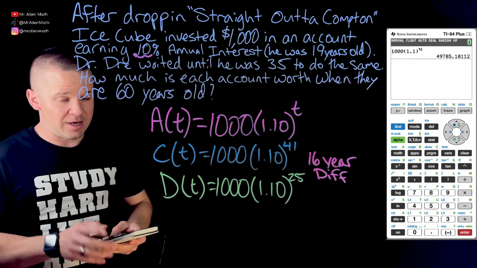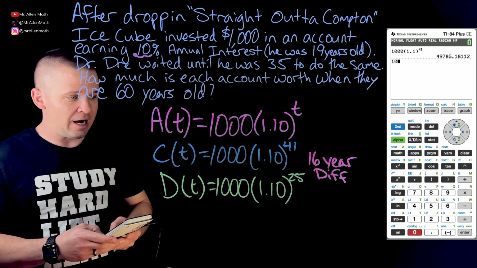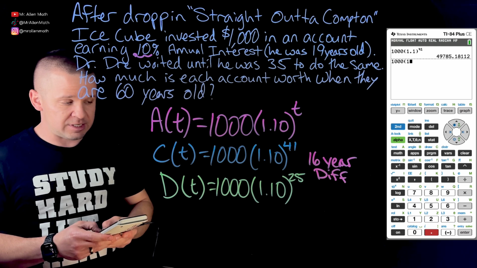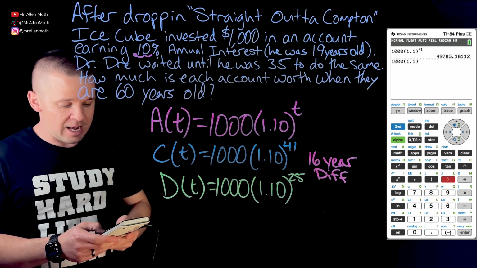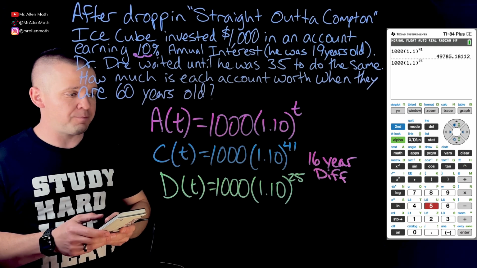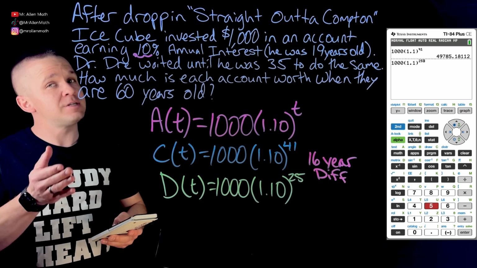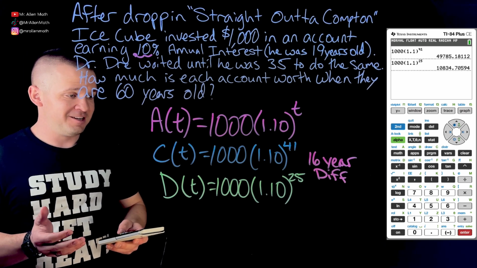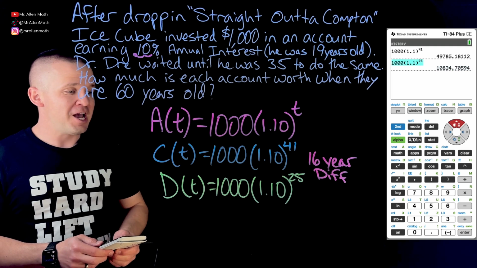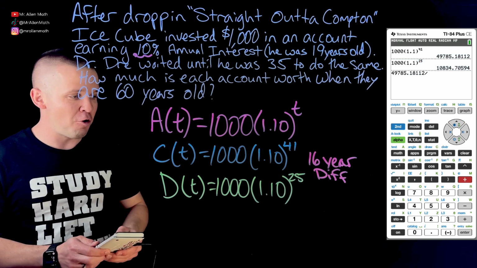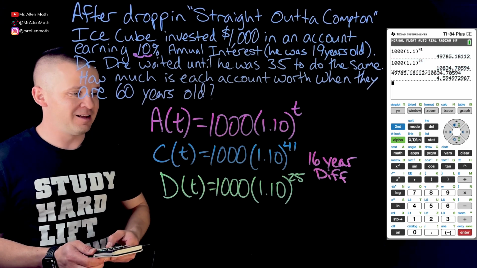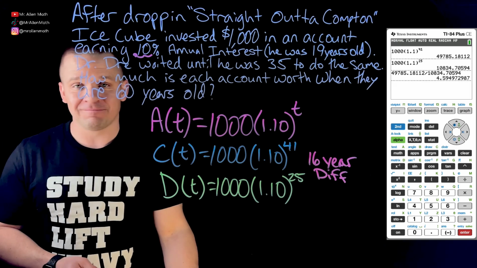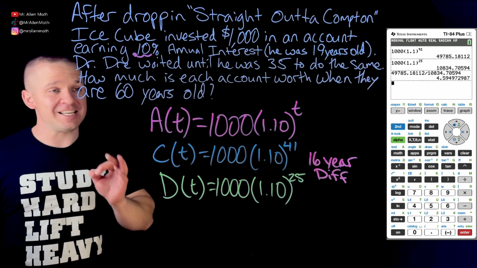49,785. And then Dre is $1,000 still, same growth, 10%, and we're going to raise that to the 25th power because he was 35, 60 minus 35 is 25. Hit enter, and I've got $10,834. If I were to divide these two, let's see how many more times. It's about 5 times more, right? Yeah, 4.59. That is significant.